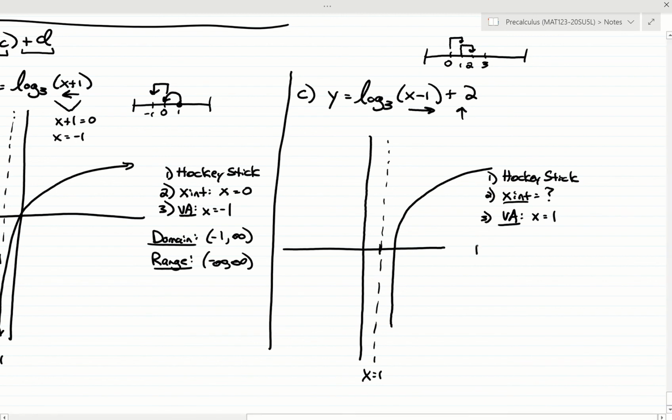The domain, well, the inside of a log can't be 0. So x minus 1 is 0. So you can't plug in 1, but you could plug in anything bigger than that up until infinity. And our range, looking at the graph, it goes down forever, and it's going to go up forever too. So that's how we graph using logs.